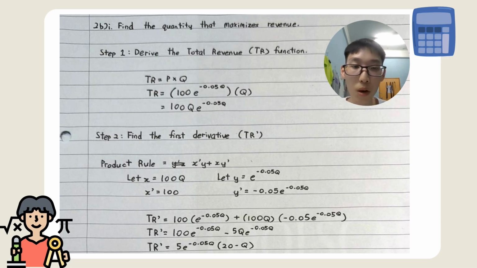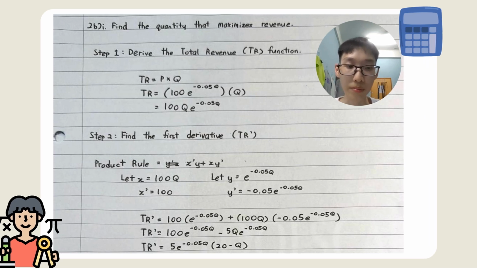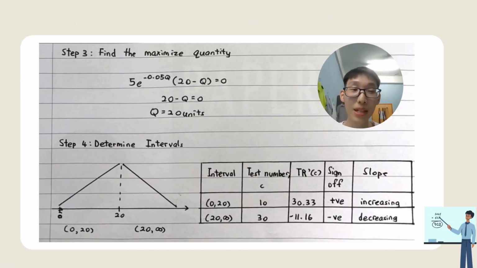And so, by solving the numbers, we will get TR prime equal to 100e^(-0.05Q) minus 5Qe^(-0.05Q). Since the factor is the same, we factor out 5e^(-0.05Q)(20 - Q). So let's proceed with step 3 to find the maximized quantity.